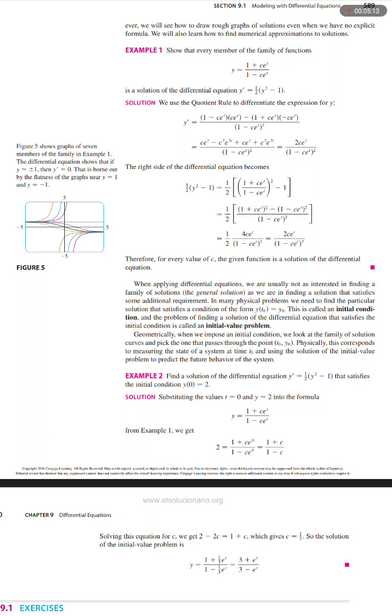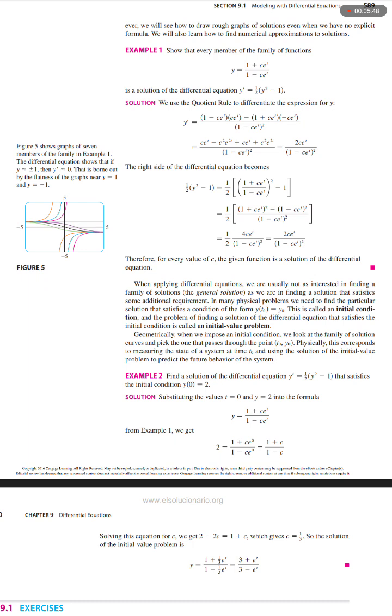Example 1. Show that every member of the family of functions y = (1 + c e^t)/(1 - c e^t) is a solution of the differential equation y' = 1/2 (y^2 - 1). Solution. We use the quotient rule to differentiate the expression for y.